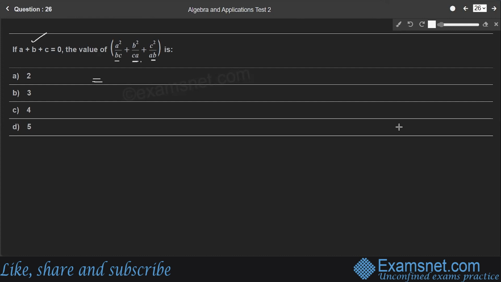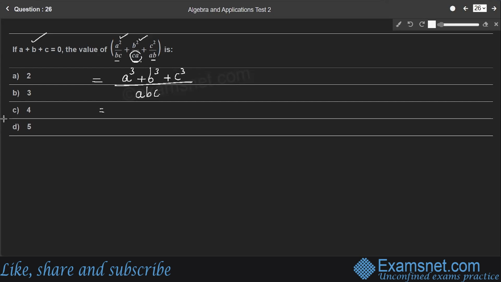So let us consider the lowest common multiple. The LCM of the denominators is nothing but abc. Right? Using the concept of addition of fractions, we have taken the LCM as abc. So the numerator of the first term becomes a square into a, so it is a cube, plus the numerator of the second term, b square into b, because we have c and a in the denominator. Therefore, multiply the numerator by b. So it becomes b cube, plus c square into c, so it becomes c cube.